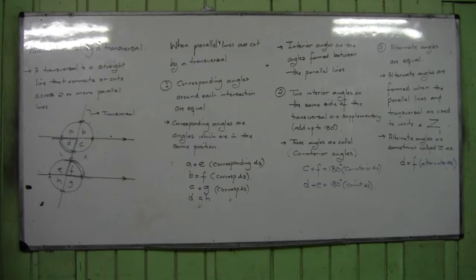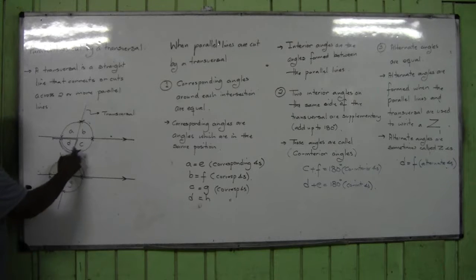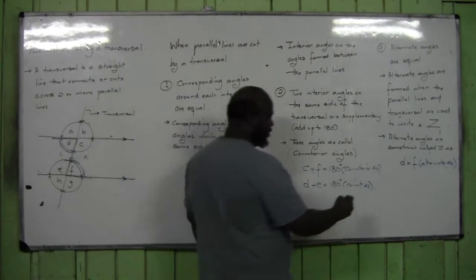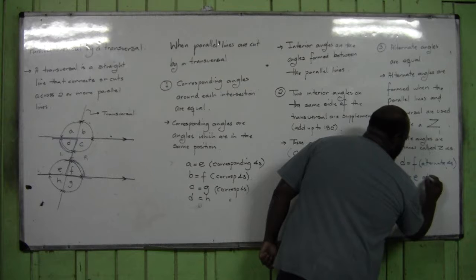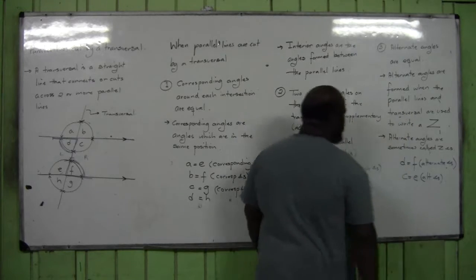Let's write the back way Z. Which angles does that give? C and E. C is equal to E. They are alternate angles. Alright, that's how I shorten it.